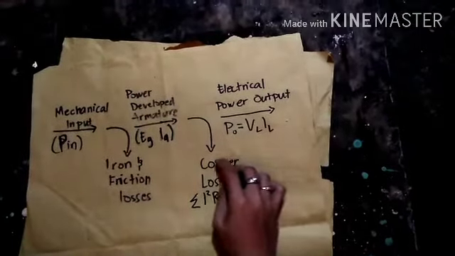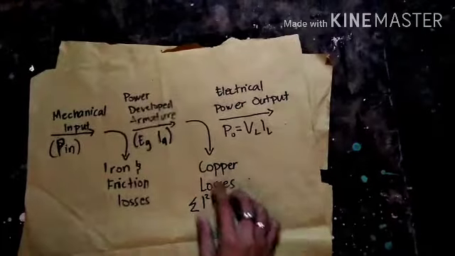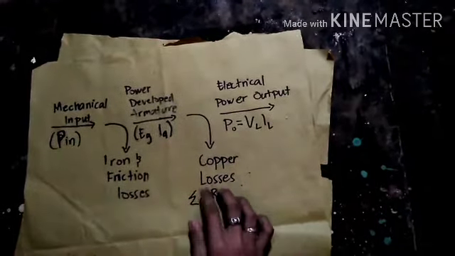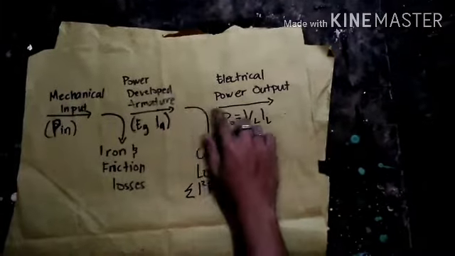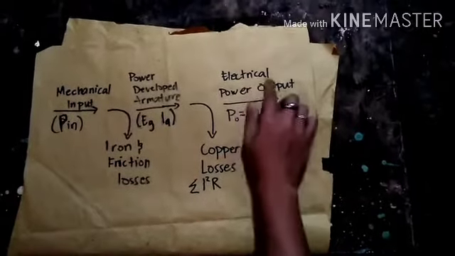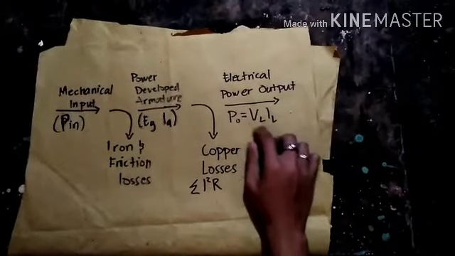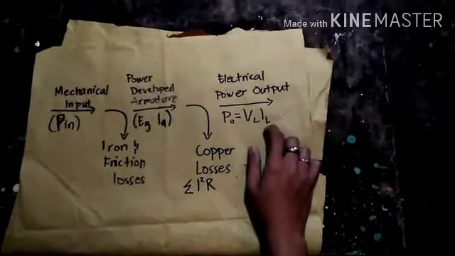Another loss, which is the copper losses, the summation of I squared times R. Then the final one, the electrical power output, which is Po equals VL times IL.